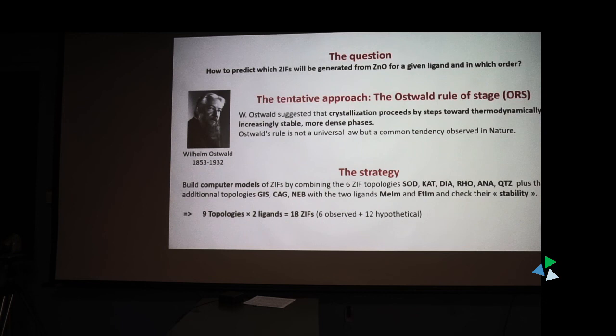So in other words, we have nine topologies with two ligands. So this means that we are going to calculate 18 different ZIFs. Among these 18, there are six that are observed and 12 that are hypothetical. So we want to distinguish them, okay? So we will build all of them and see if there is some indication that some of them are really observed, or purely hypothetical. This is our goal.